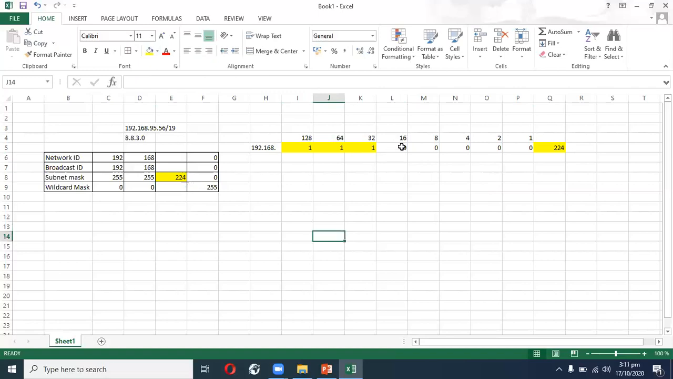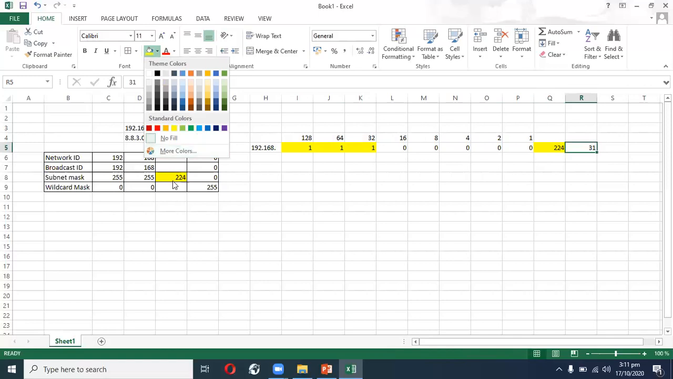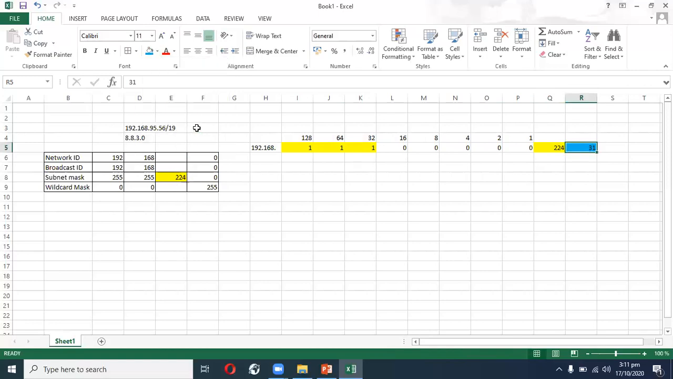Now we know the next step is to add all these numbers. This will become our wildcard mask. So all zeros, when we add, 16 plus 8 plus 4 plus 2 plus 1 will become 31. Let's give it blue. 31 will be our mask. Let's give it blue also, and I will turn this blue also. So now we got our subnet mask and also our wildcard mask.